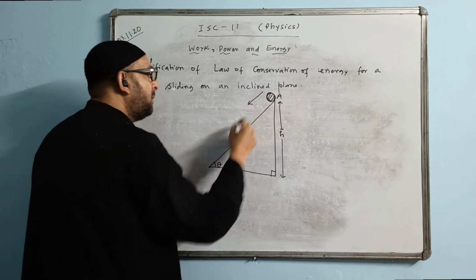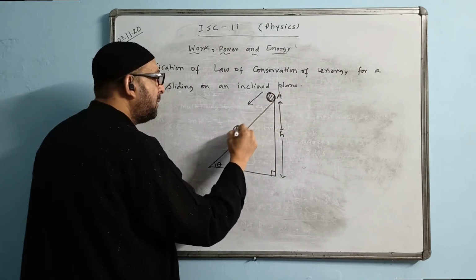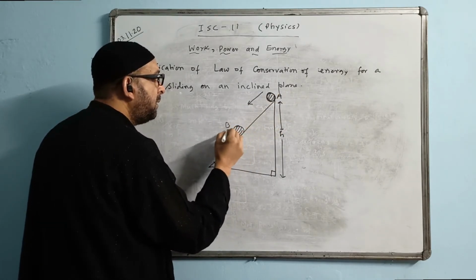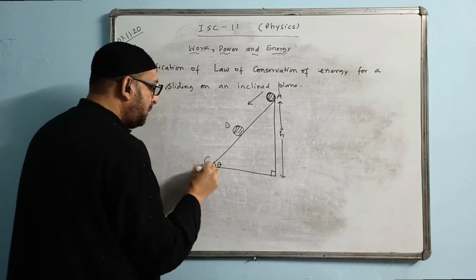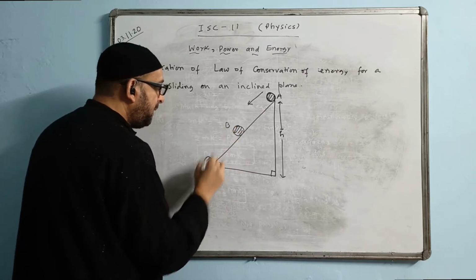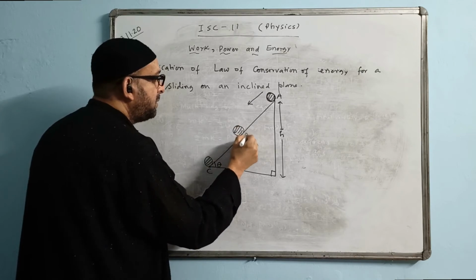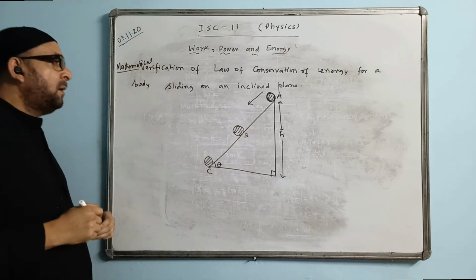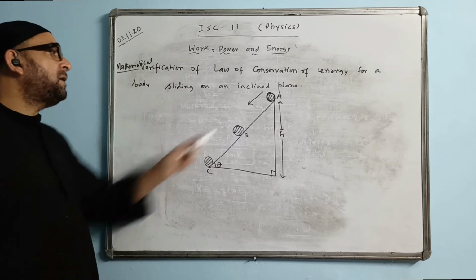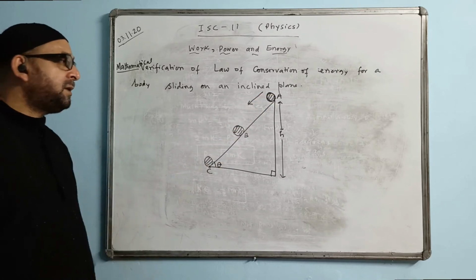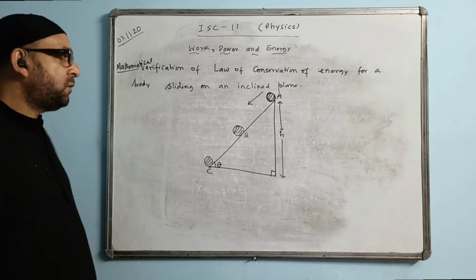The highest point I will take as A, somewhere in between I will take as B, and out here the point taken as C. This is the point B and this is the point C. You have to show that the total energy at the point A, at the point B and the point C are all equal.